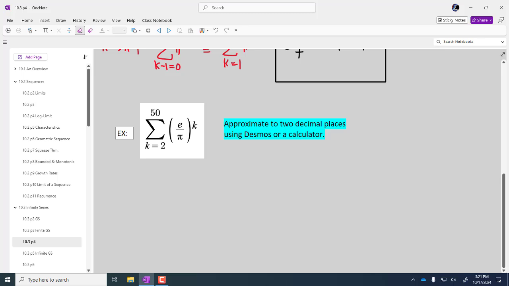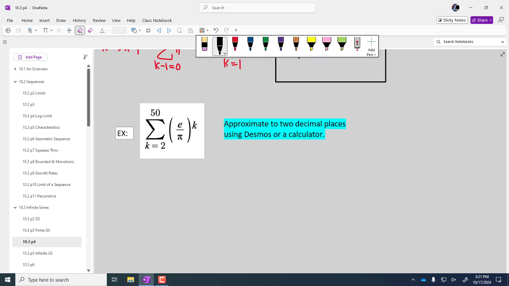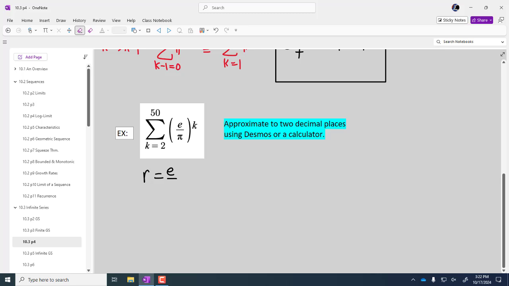Let me ask you about the infinite series first. Will the infinite series here converge or diverge? I think it'll converge. We look at this number here, and if that number is less than 1, then it converges. E is 2.7-ish, pi is 3.14-ish, so e over pi is less than 1. So it's going to converge. The common ratio here is e divided by pi.